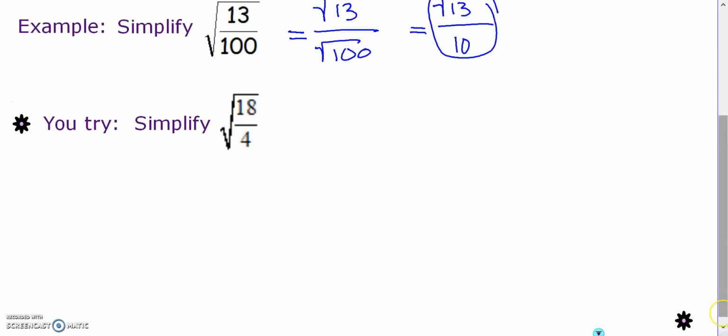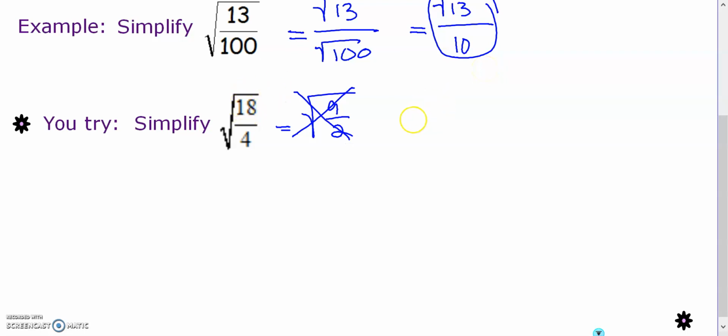We'll take a look at the second one. It says simplify 18 over 4, and all of that is under the radical. We can go ahead and divide 18 by 4, or instead of that, maybe simplify it into 9 over 2. That's one way we can go about it. Or, and there's nothing wrong with that, but there's more steps to do after that.